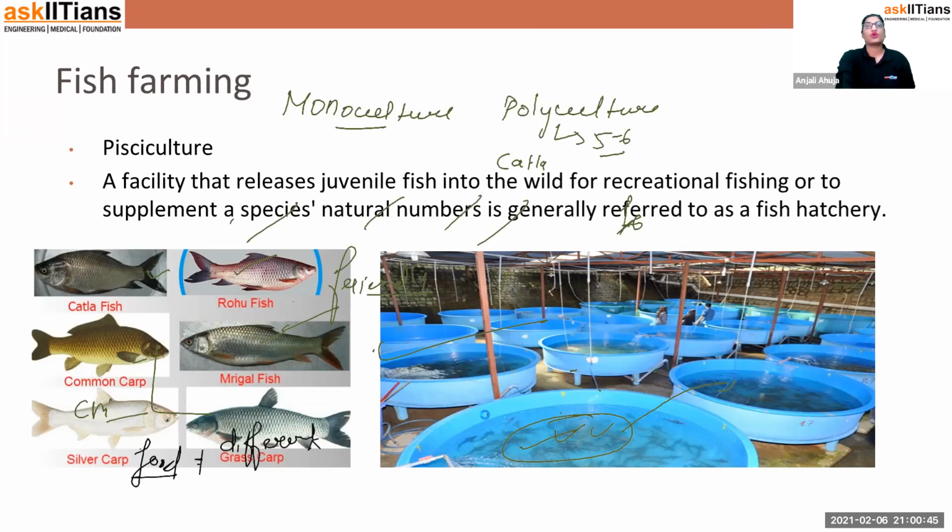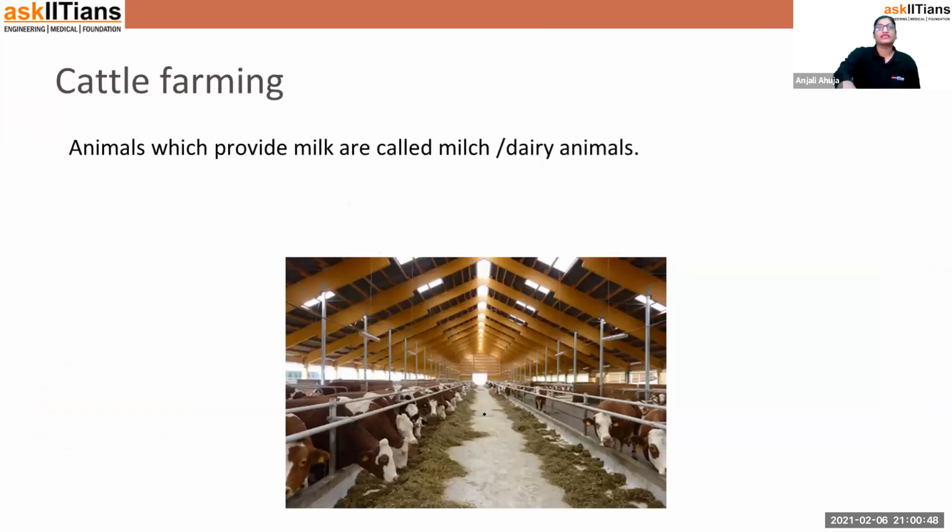Now, guys, let's talk about the last one, cattle farming, which provides milk; these are milch and dairy animals. Sahiwal, Jersey, Swiss, Holstein. These are all species of cattle I'm naming. Now, if you're talking about cattle farming, first, what is the need? To get milk and milk products. How do we take care of the maintenance of the place?